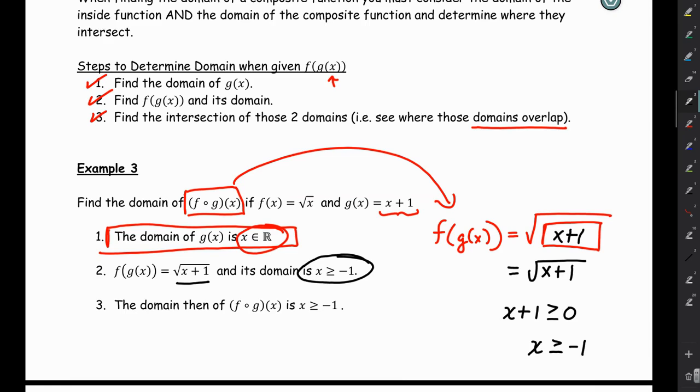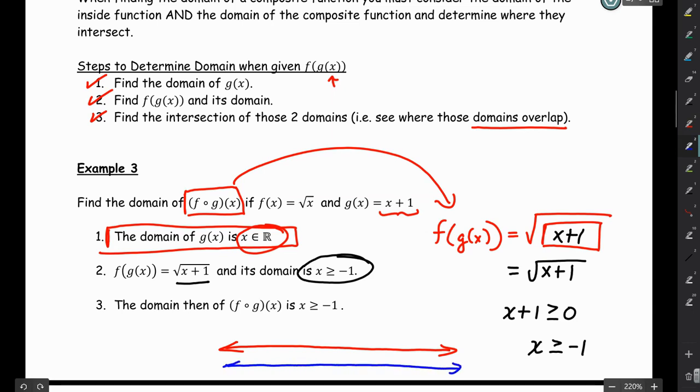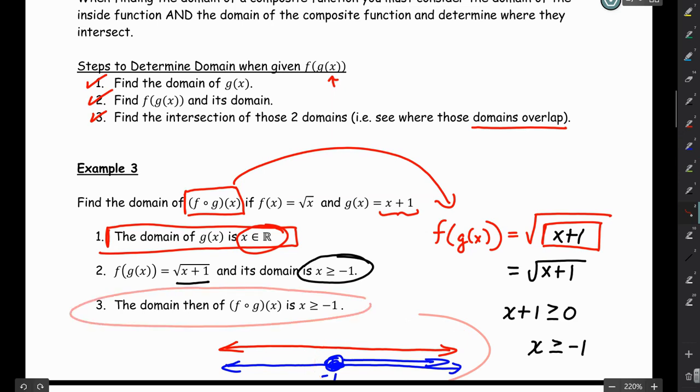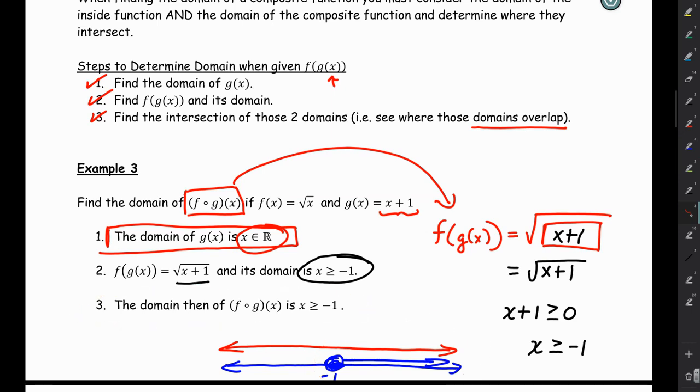So the domain of this whole function then, where do those functions overlap? The domain of g of x, let's just make a number line, all right? This is the domain of g of x. That's all real numbers. And the domain of the composite function is x is greater than or equal to -1. So if I were to just do that right next to it here, this is the domain of the composite function. Here's -1. It's got to be greater than or equal to -1. Well, where do they overlap? They overlap right here. So the domain of the composite function is x is greater than or equal to -1.